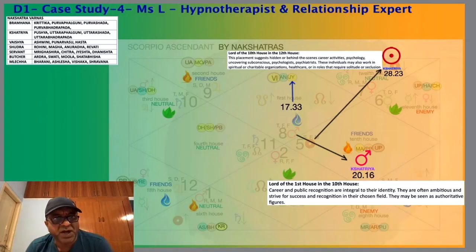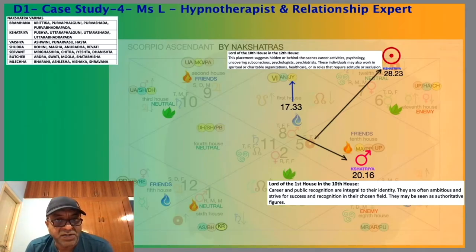Let's see the D1 chart of Miss L, who is my friend, who is also a hypnotherapist and a relationship expert. She practices somewhere in Europe. Both the husband and wife, lovely ladies, came to me for consultation regarding something which I won't reveal here, but let us just see the professional part because we are examining the possible career paths. So if you're someone who's interested in things like psychology, counseling, hypnotherapy, like her case, right?